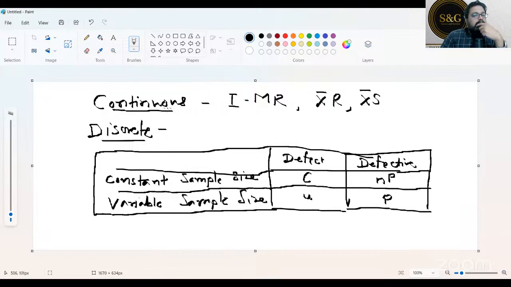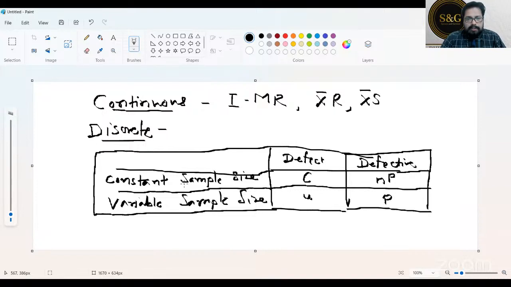Now, apart from that, there are 3-4 things which I'll let you know. First is discrete. Everybody is clear about discrete? Discrete is, for example, male, female, go, no go, pass, fail. How many pass? How many fail? How many female? How many male in the room? That is called discrete data. Just type yes in the chat box if you have understood continuous and discrete.